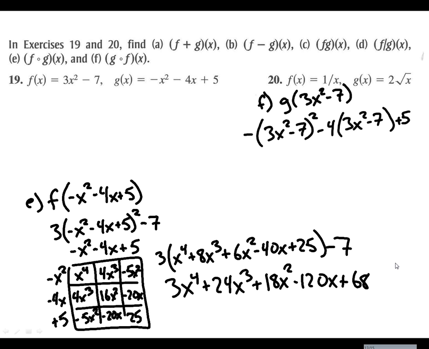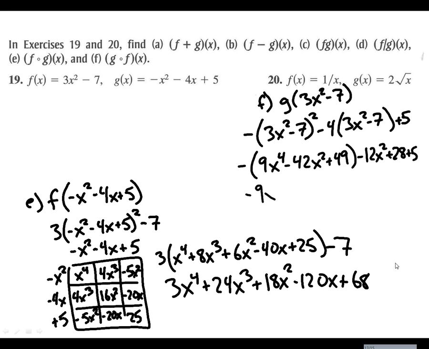Okay, 3x squared minus 7 squared is going to be 9x to the 4th. 7 times 3 is 21, so minus 42x squared plus 49, minus 12x squared plus 28 plus 5. Clean it up.